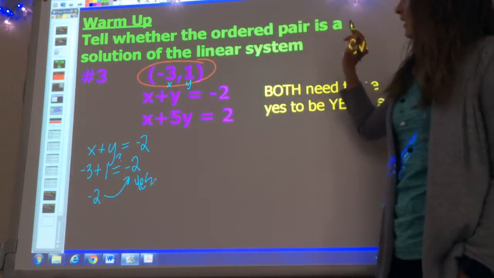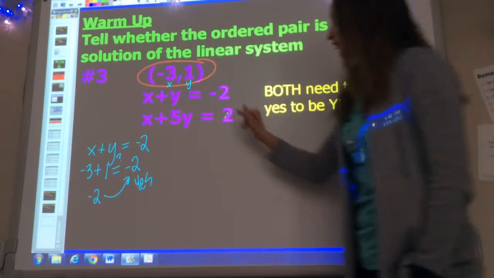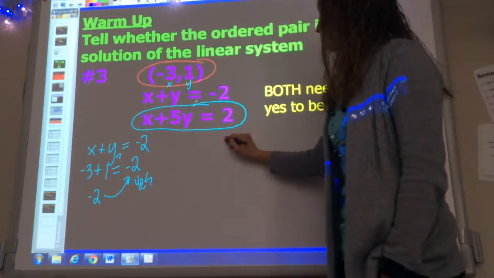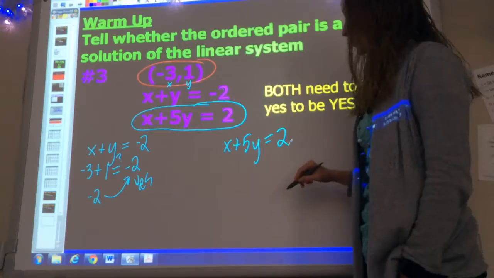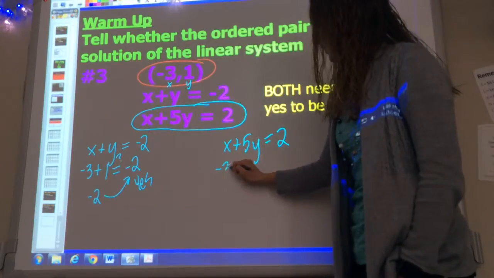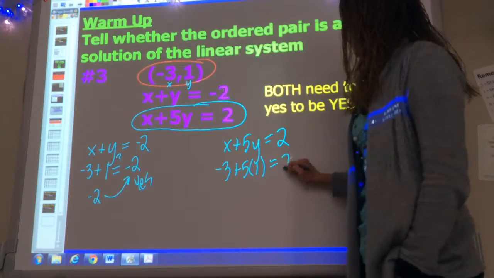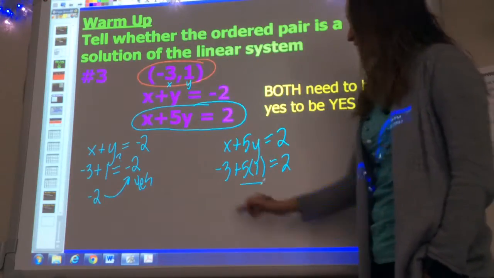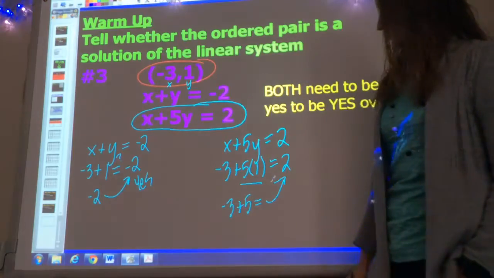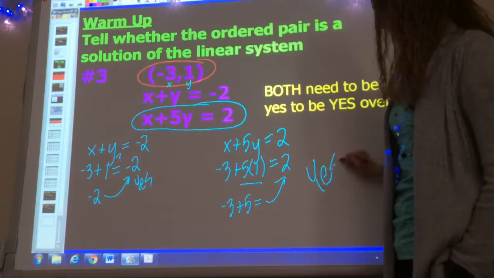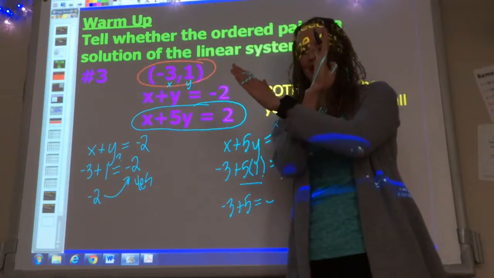But to be a solution to both equations, it has to work in both of them. So next we have to try our bottom one. And once again, feel free to write this down. Please do. And then we get -3 plus 5 times 1. Then we know we have to multiply first. So we get -3 plus 5. And because that does equal 2, your answer is yes. And that, ironically, would be where the lines cross.